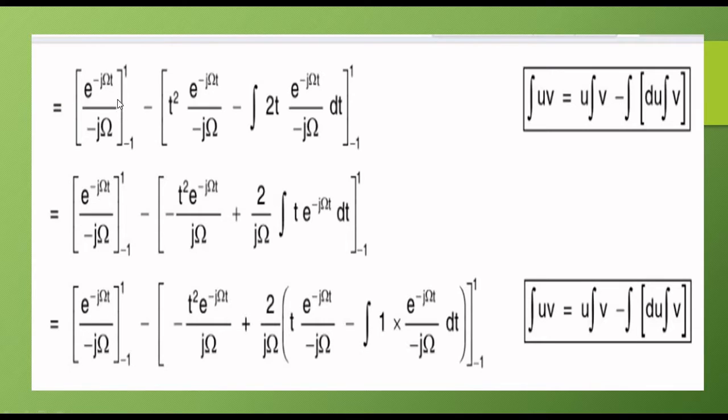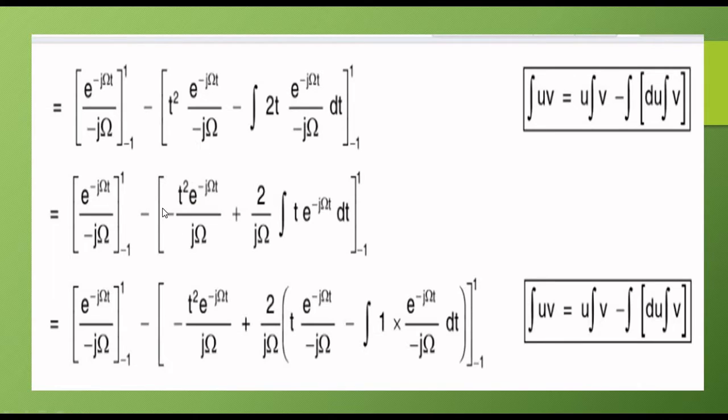So e power minus j omega t by minus j omega between the limits -1 to +1. And here we have the terms which you have calculated using UV formulae. T square e power minus j omega t by minus j omega minus integral 2t e power minus j omega t by minus j omega dt. Now next what we have to do is substitute the values of -1 and +1, and also integrate this particular part. So we will see how this actually goes.